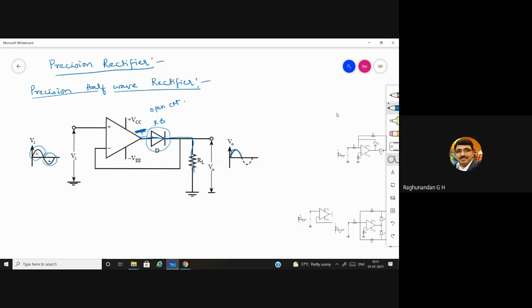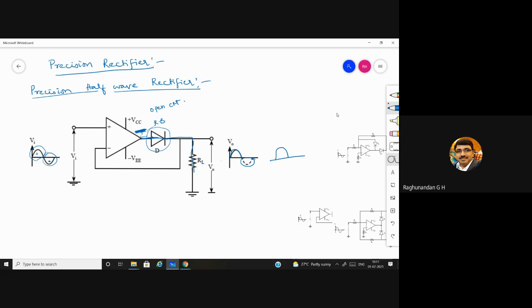Now you can see that this dotted line indicates that the negative half cycle is missing, and we are getting only the positive half cycle. This is the output which is similar to that of a half-wave rectifier, which we have studied, considering a transformer. A half-wave rectifier rectifies only half of the cycle. Here we are rectifying the positive half cycle and getting the output.